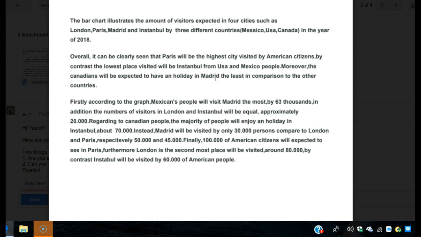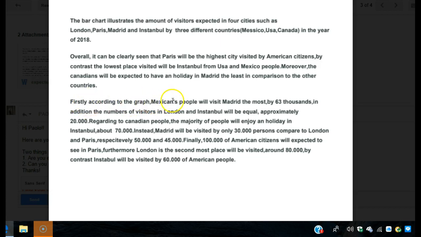So it's a kind of sentence where someone has to read it at least 2 times or so to kind of get the meaning, okay? Yeah, so I'm pretty sure that's what you're trying to say here. Okay, so moving on to the details. Firstly, according to the graph, Mexican people, not Mexicans people. It's either Mexico's people, but even that is awkward. Just Mexicans, that would be the best way to say this.